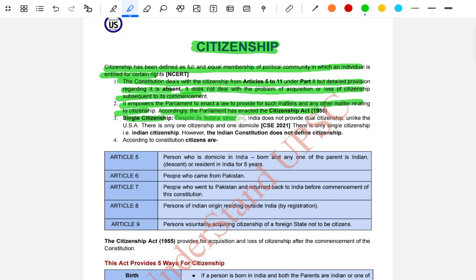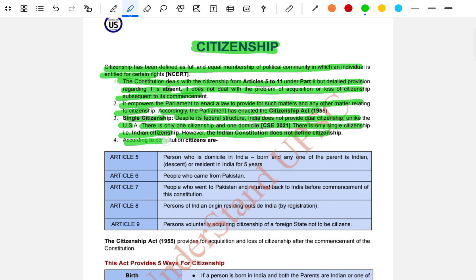Single citizenship. Despite the federal structure, India does not provide dual citizenship, unlike the USA. There is only one citizenship, based on domicile. There is only single citizenship, namely Indian citizenship.